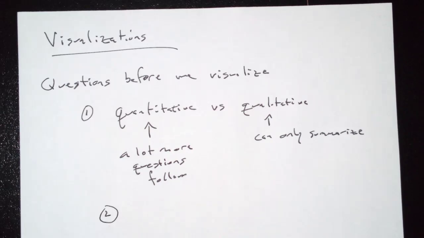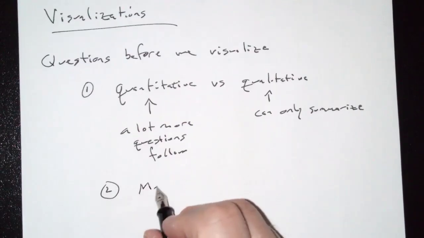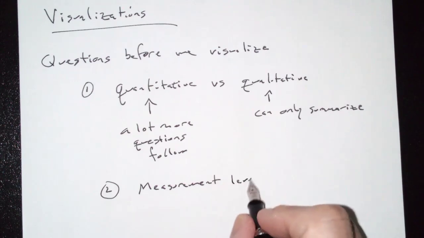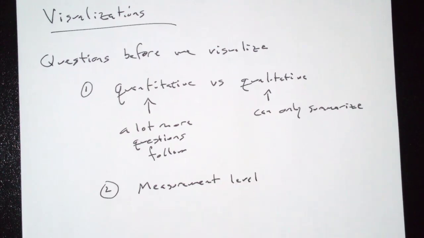For example, when we look at the measurement level, is this ratio data? Is this ordinal data? Is this interval data? If it's quantitative, it could be any of those. It could be coded qualitative data, but in that case, I'm really just going to treat it like quantitative data anyway.